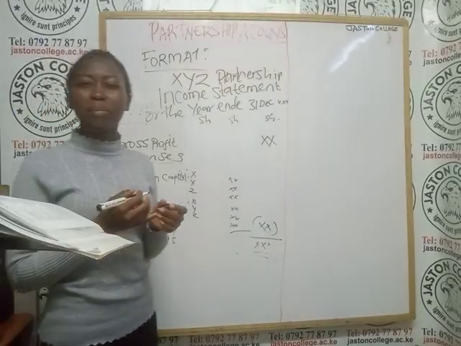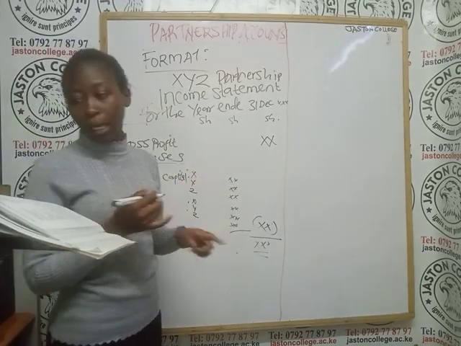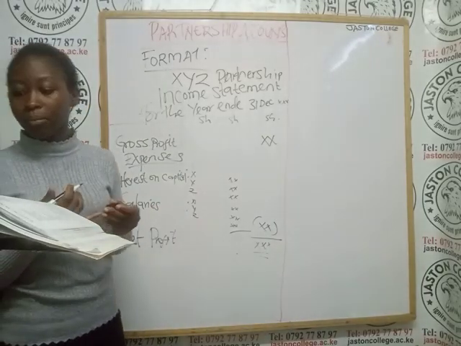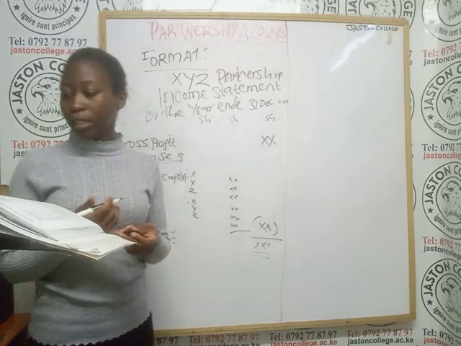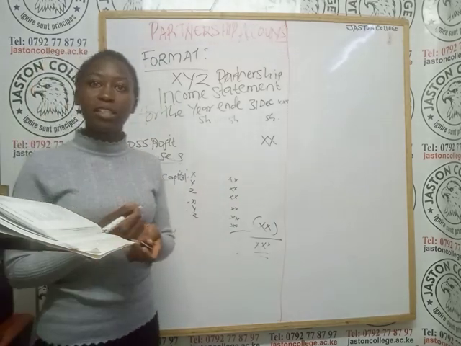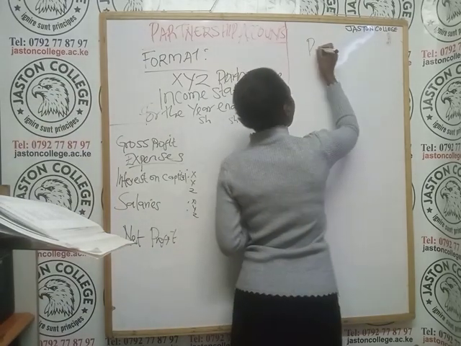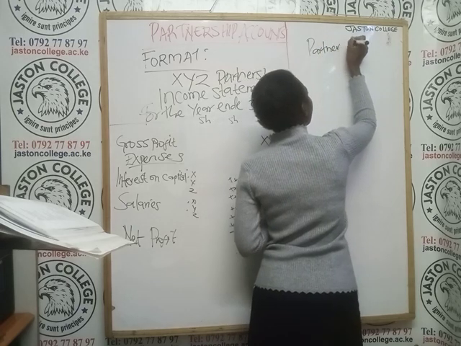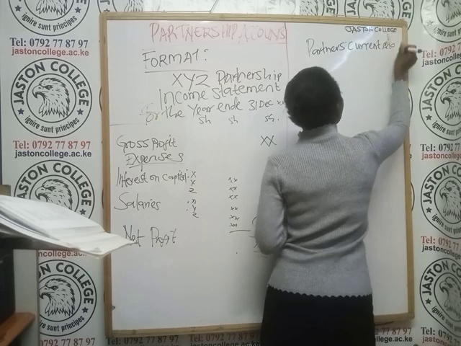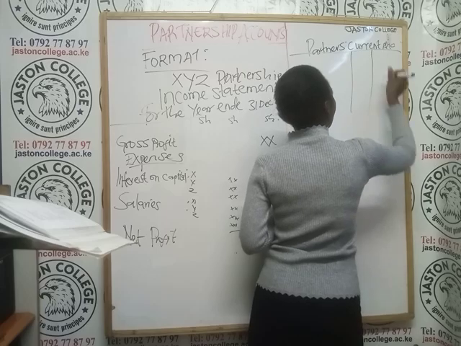Then we will also have partners' current account. That means our partners, they will be having some, maybe one made drawings. Then there is interest on capital. Then we have the salaries. Then the share of profit. Now we will write our partners' current account. Write the columns here.